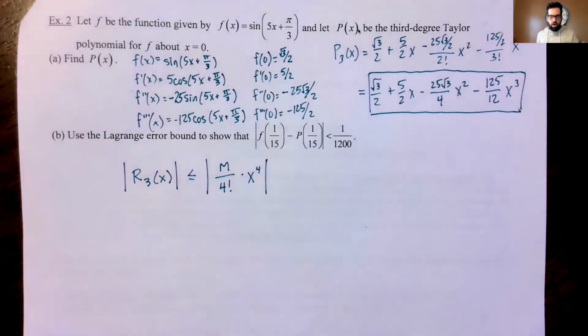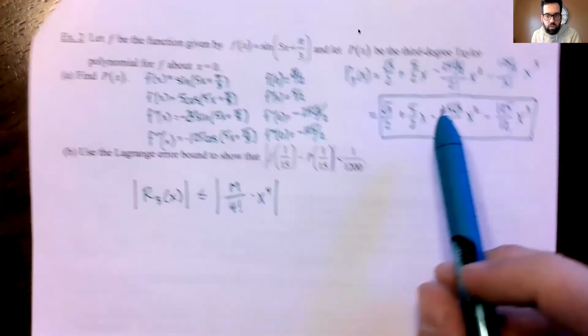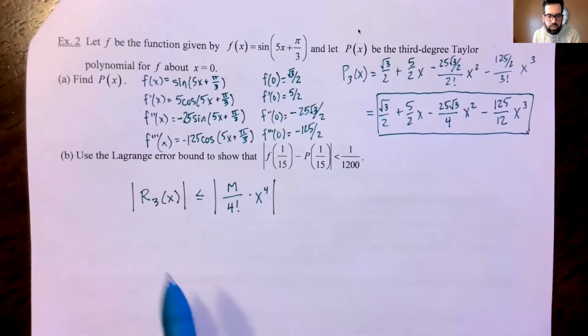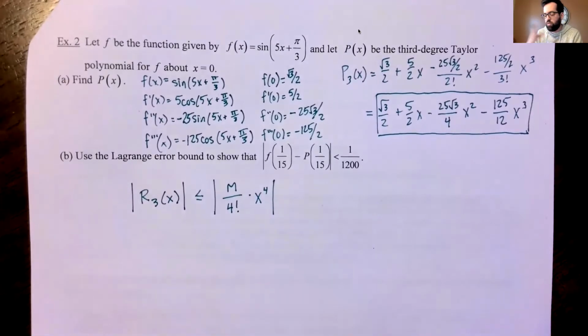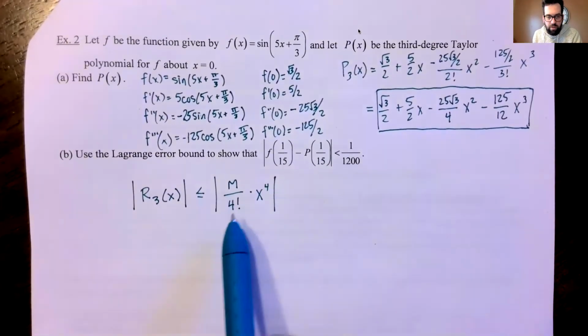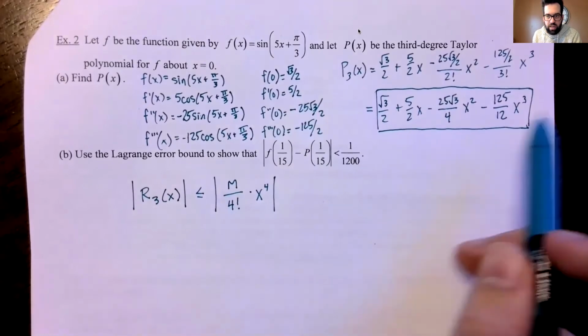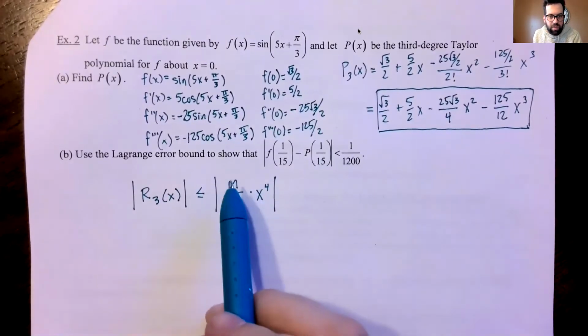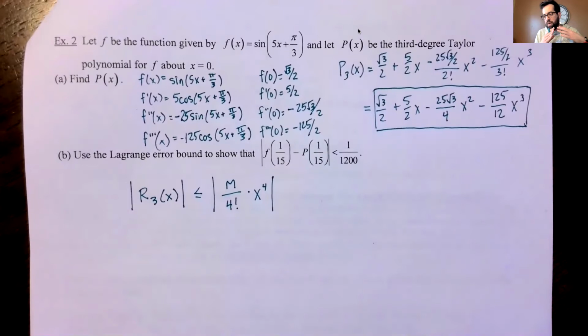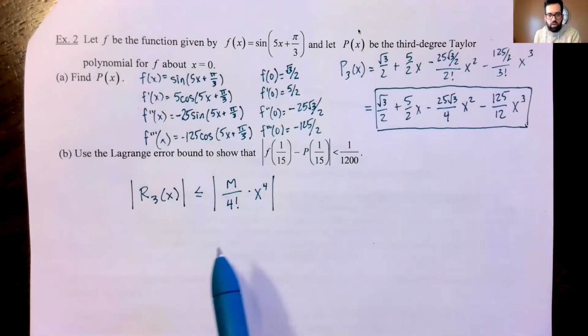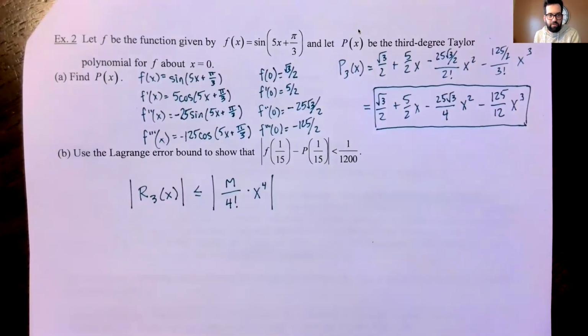Are you with me so far? You should be, hopefully, because we know that c is 0, so it's just going to be x to the 4th. We don't need to worry about x minus c. We have a 4 factorial on the bottom because that's what the next term would have. And m needs to be the maximum potential y value when we're looking at the 4th derivative of f. So let's see if we can figure that out.